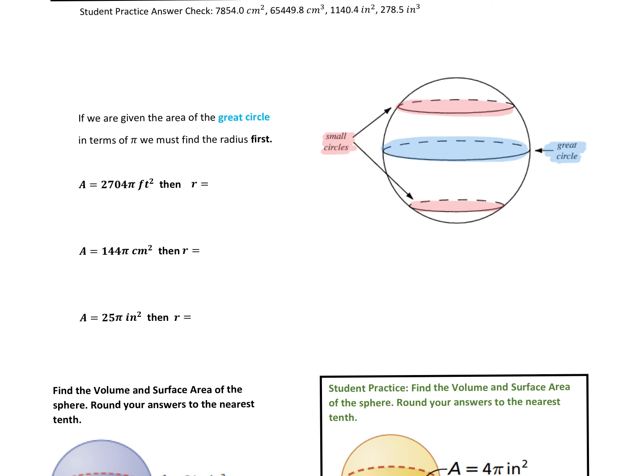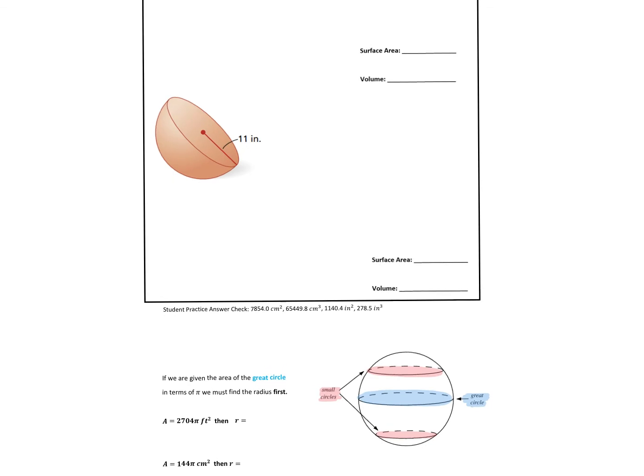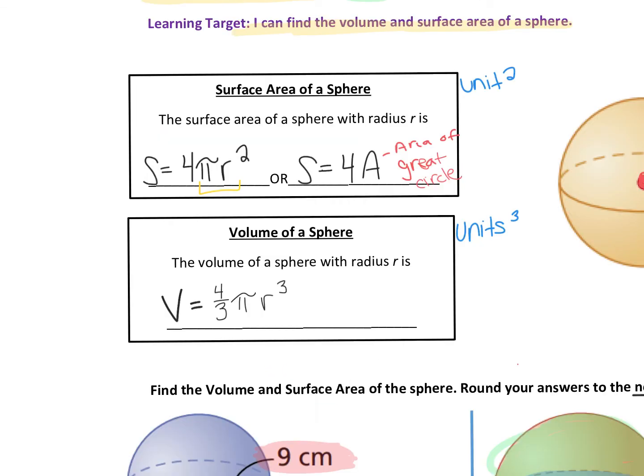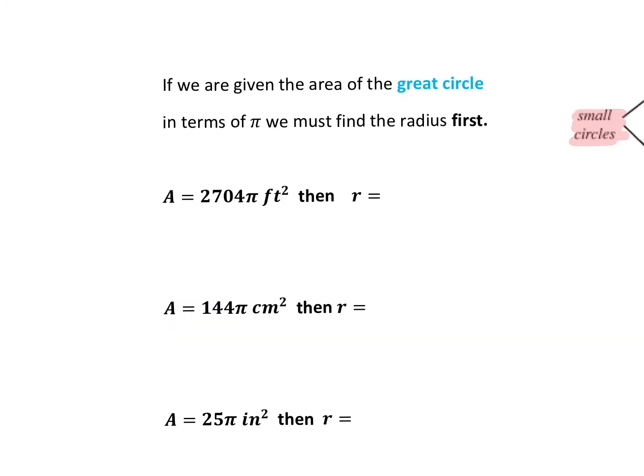So this is going to go back to the very beginning in the surface area, when we also had a formula that had 4a. Okay, so we can just use that a, but when we go ahead and do our volume, we're going to need that r. So I like to find my r first. So let's go ahead and practice this.